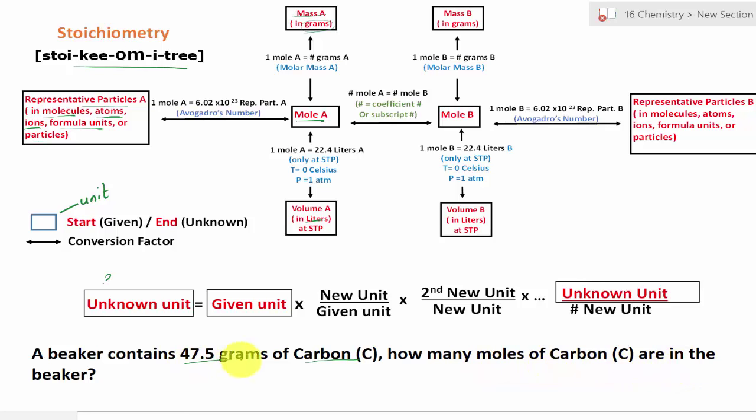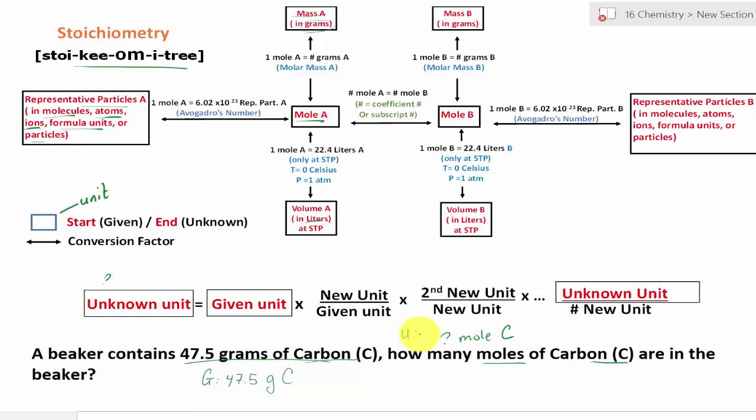So this is our given right here. Our given is 47.5 grams, and we can abbreviate that as g, and carbon is represented by the letter C. What about our unknown? Our unknown is, question mark, how many moles of carbon? So we can say it is question mark moles of carbon. So that is your unknown right there.